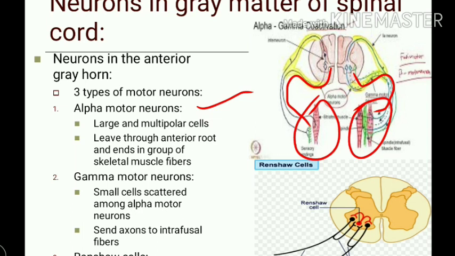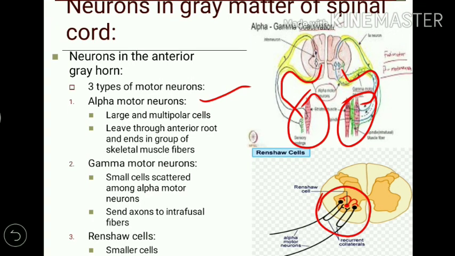The third variety of cells present in the grey horn are Renshaw cells. These are small cells and they are known as inhibitory interneurons. You can see here the black colored ones, they are Renshaw cells. They inhibit the neuron which excites them. You can see this red colored one excites the Renshaw cell, and the Renshaw cells, the black colored ones, inhibit the red one. Okay.